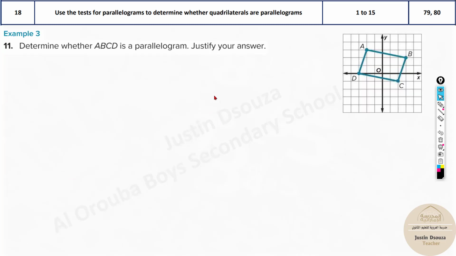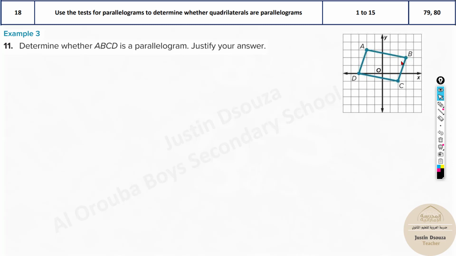Here we have example 3, that's problem 11. Determine whether ABCD is a parallelogram. Justify your answer. Okay, how can we determine this is a parallelogram? First thing, it looks congruent, but we need to know whether they are parallel. So what you can do is find the slopes over here and then find the distance.